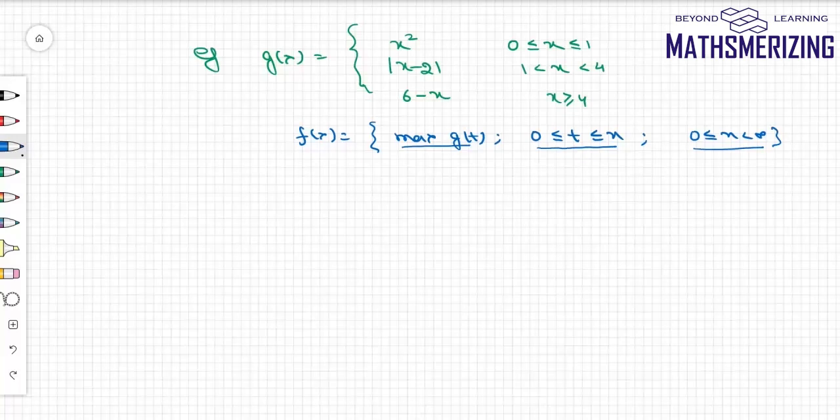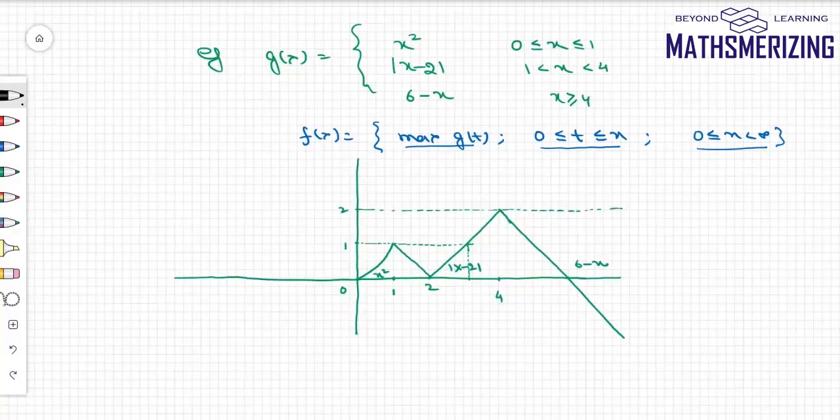So I'll draw the graph of g(x). Now between 0 and 1, it is an increasing function. So f(x) will be same as g(x). Between 1 and this point of intersection, so I'll find out this point of intersection. Between 1 and 3, it will be a constant function.